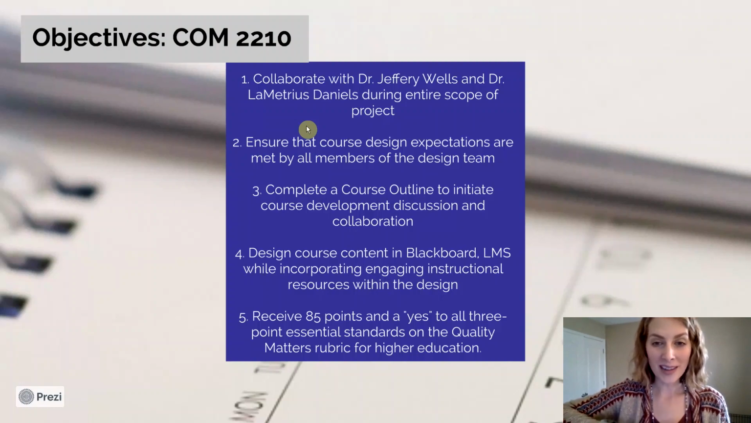It was a big part of the design, but it really didn't happen until very late in the scope of the project, after we had everything organized and designed for each week of the course. That's when that objective really came into play. The fifth objective is we would like to receive 85% of the points and a yes to all 3-point essential standards on the QM, also known as the Quality Matters rubric for higher education.